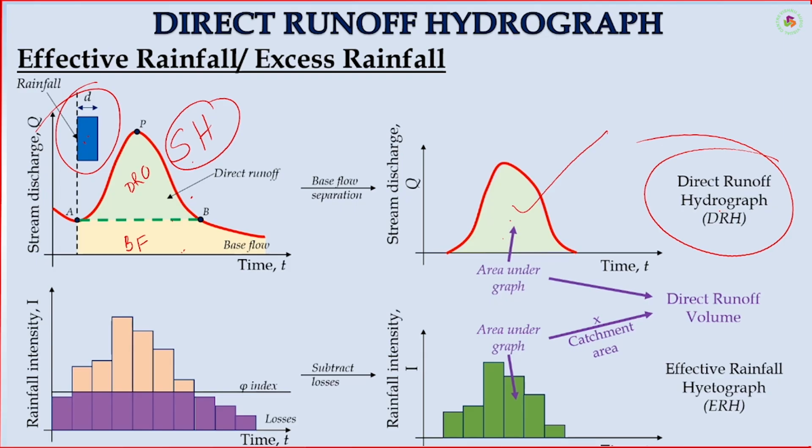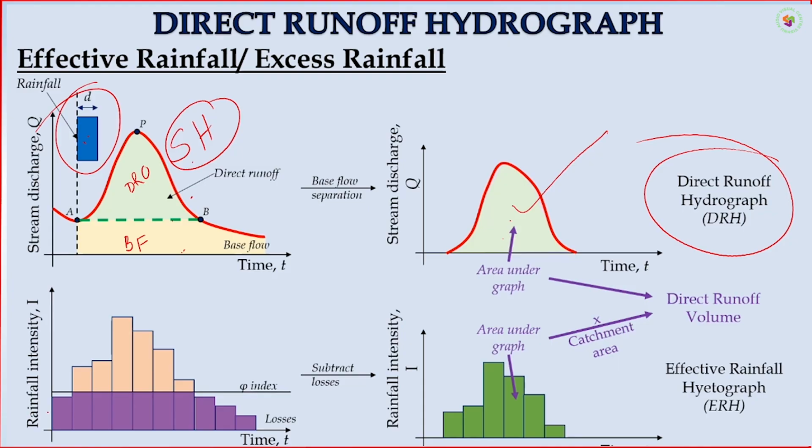From a storm hydrograph to a direct runoff hydrograph, what should be done? Separation of base flow. How is it done? Three methods I told. Out of the three methods, which is the popular one? The first one itself. The same I am showing in a different way.